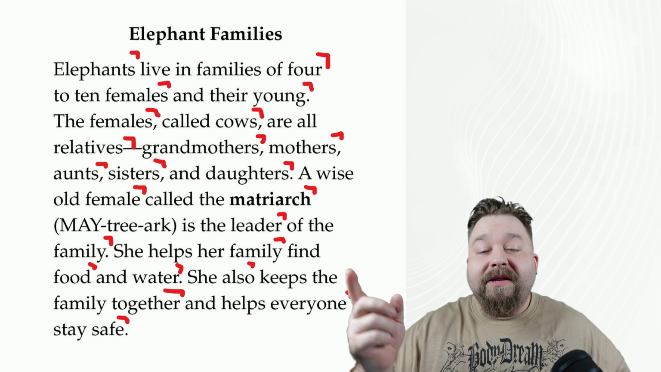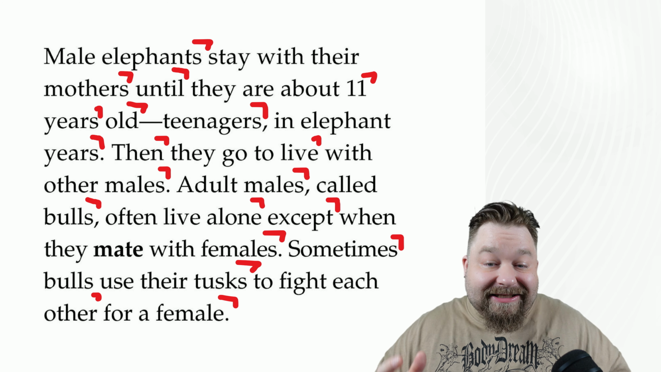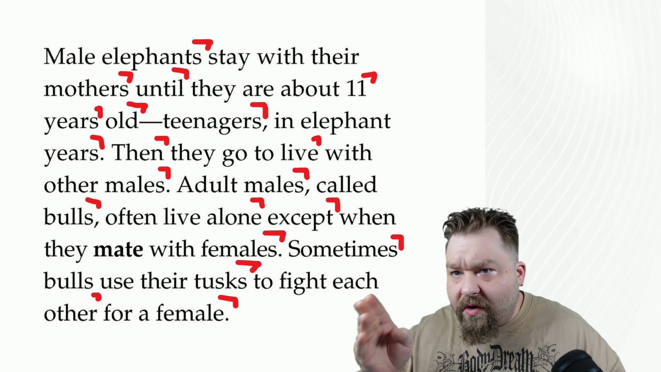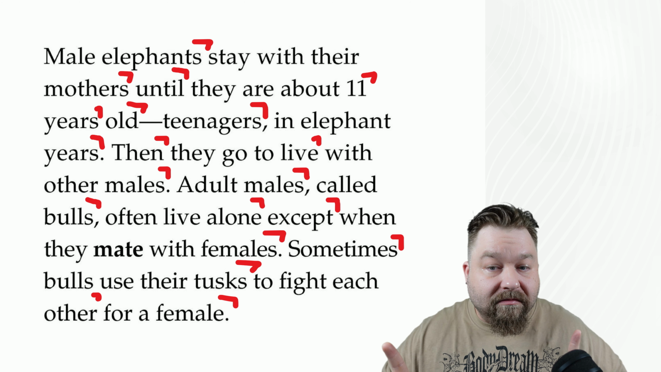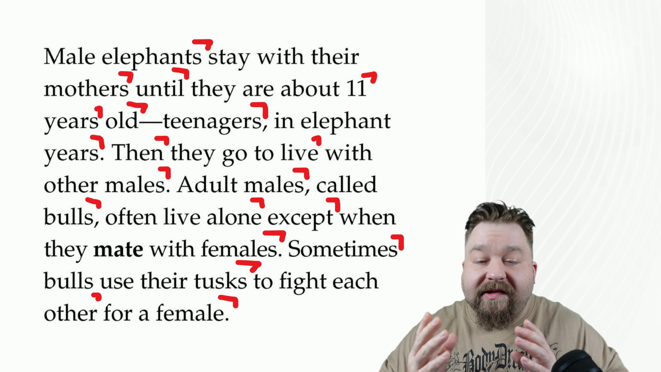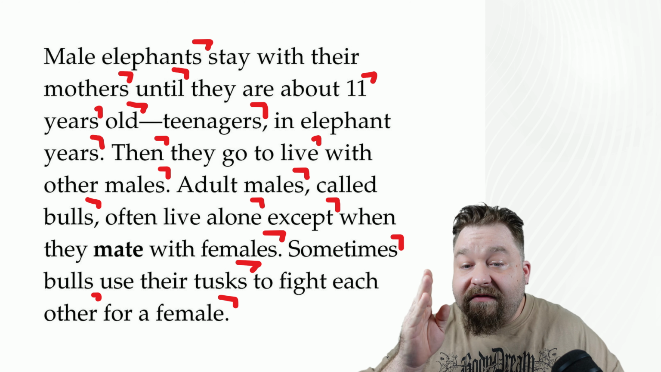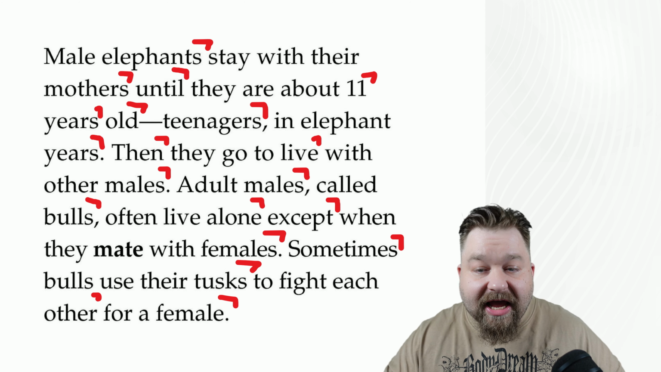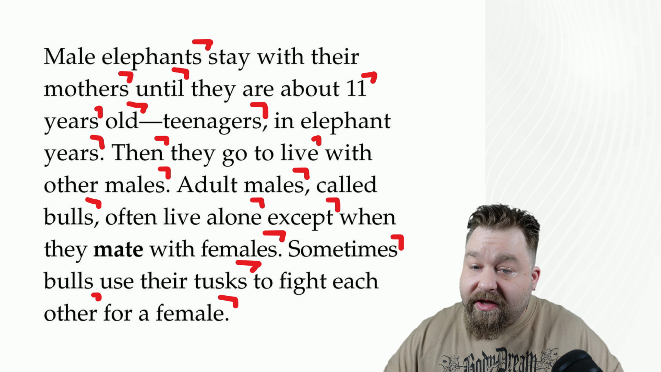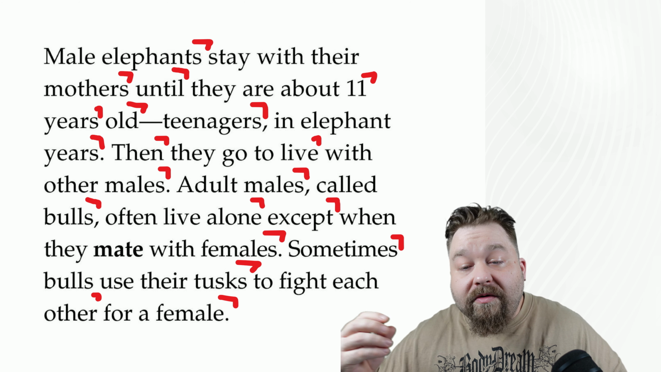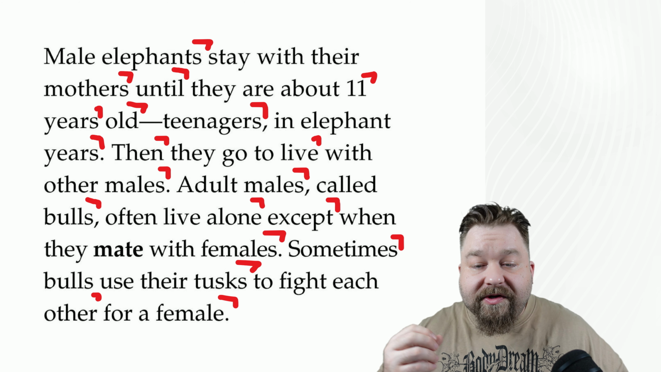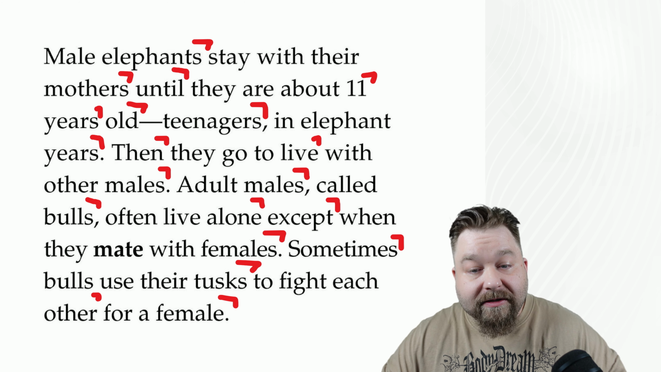It's okay. Next page. Male elephants stay with their mothers until they are about 11 years old. 11 years old. We're making a point. It's not robotic. 11 years old. Male elephants stay with their mothers until they are about 11 years old. Teenagers in elephant years. Then they go to live with other males. Adult males, called bulls, often live alone, except when they mate with females. Sometimes bulls use their tusks to fight each other for females.